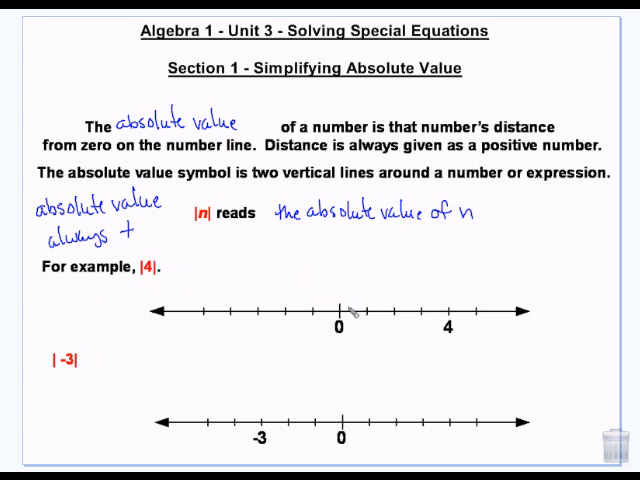And absolute value is always positive, and since it's distance, if you were to draw a number line and put a number, you'd count spaces. So it's 1, 2, 3, 4. So the absolute value of 4 is 4. For -3, 1, 2, 3, the absolute value of -3 is 3. So it doesn't matter what's inside. Whatever comes out is positive.